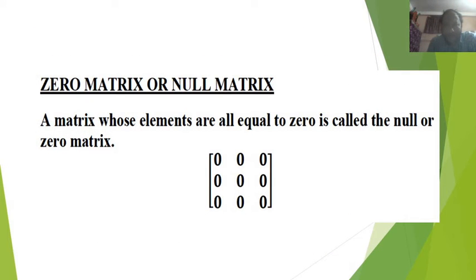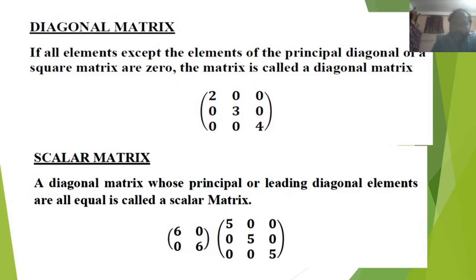Next is the zero matrix or null matrix. When all the elements of a matrix are 0, that is, a matrix whose elements are all equal to 0, it is called the null or zero matrix. This is the null matrix. It is sometimes denoted by a big bold 0. Next is the diagonal matrix. What is a diagonal matrix? If all the elements except the elements of the principal diagonal of a square matrix are 0, the matrix is called a diagonal matrix.